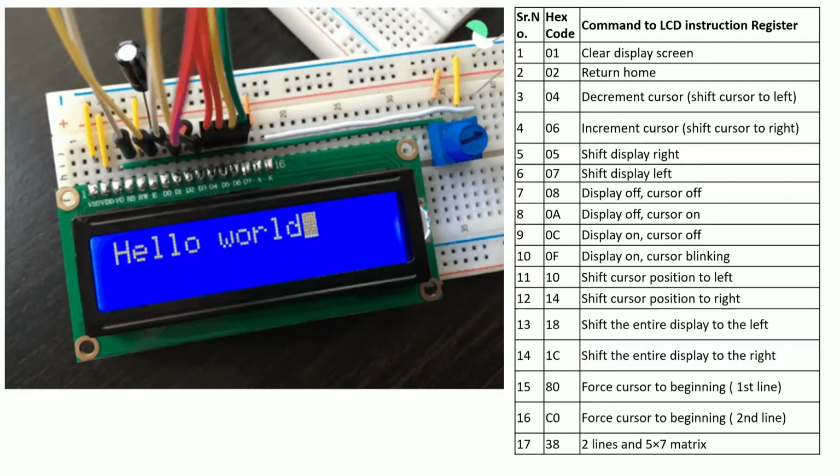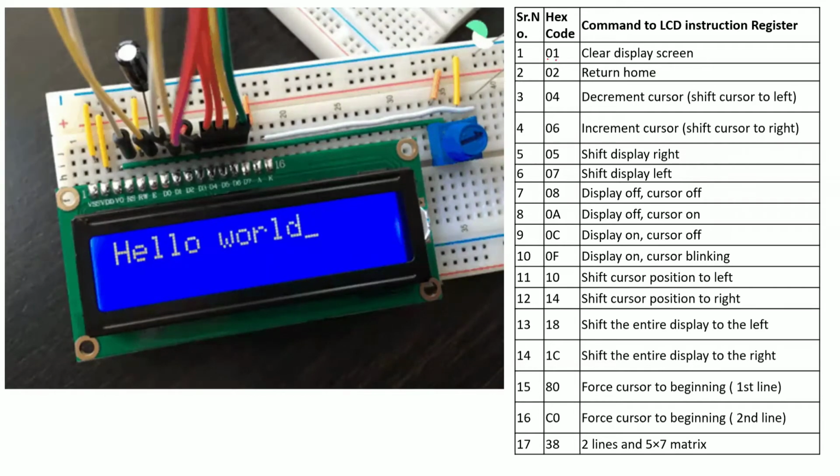Now you can see something is blinking. What is blinking is called the cursor. So this is called cursor. Okay, so let's see the commands. If I send some commands to the 16x2 LCD from your microcontroller, what operation will be performed?